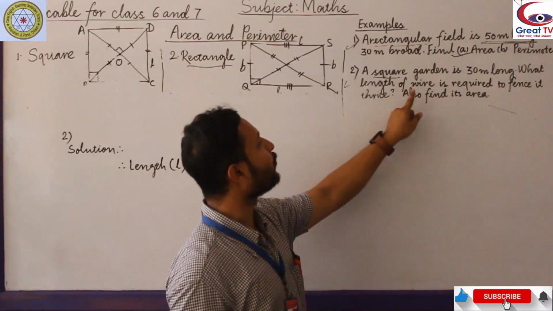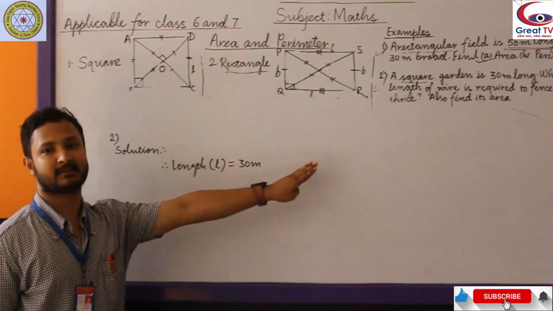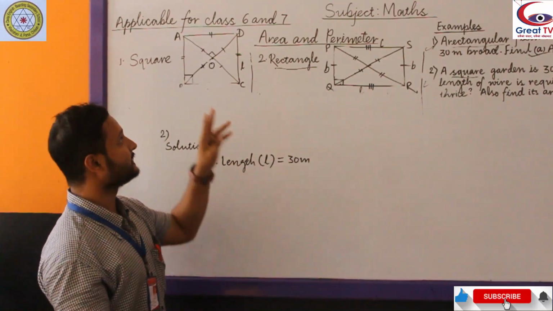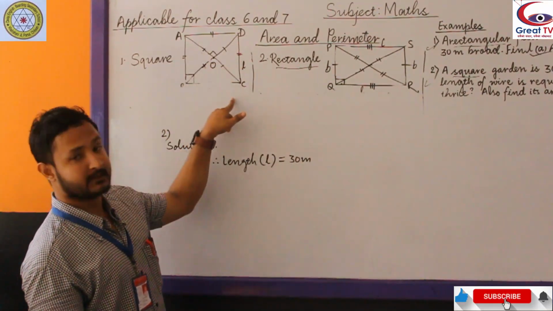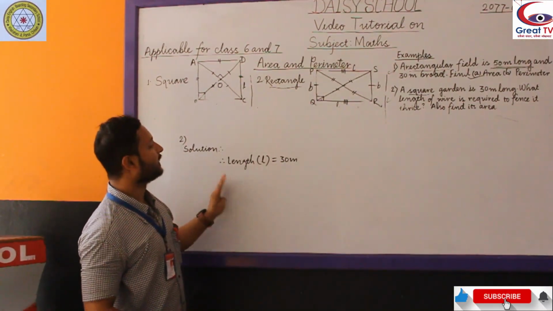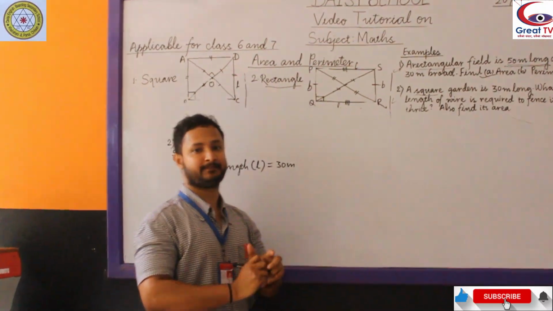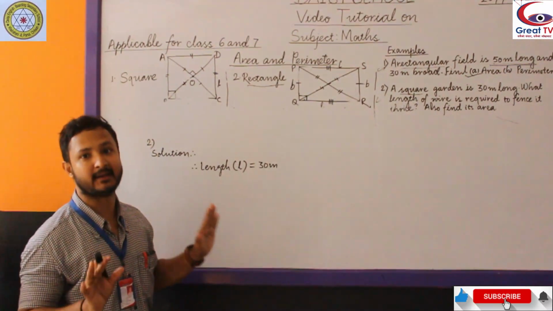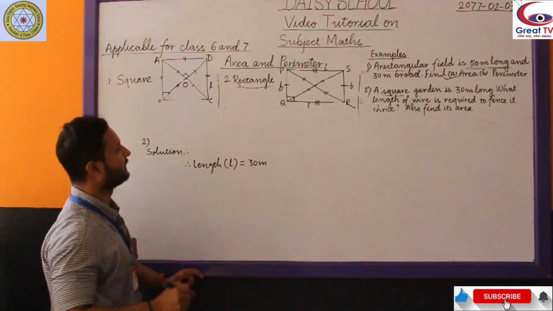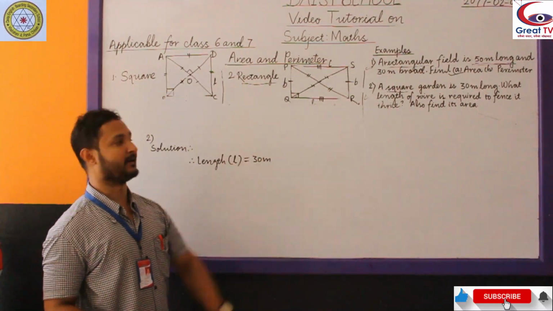What length of wire is required to fence it thrice? We are asked. So if we want to fence that square garden 3 times using wire, then how much wire is required? So to find the length of wire required here, first we have to find the perimeter of the given square garden.